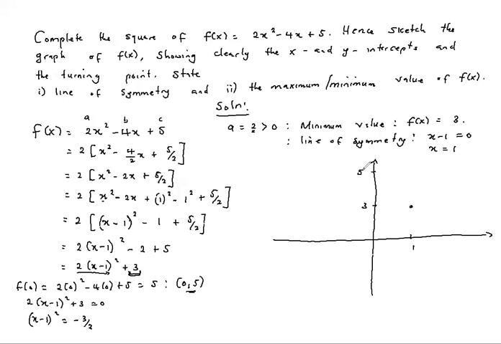So we can now graph our function. So it's going to come this way, and it goes this way. So this is f of x is equal to 2x squared minus 4x plus 5.